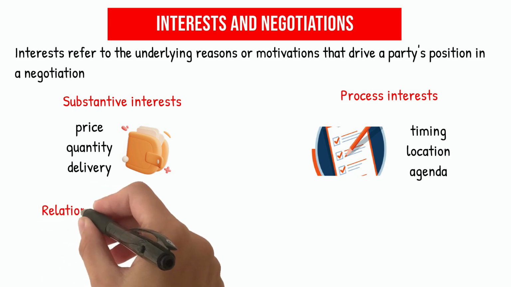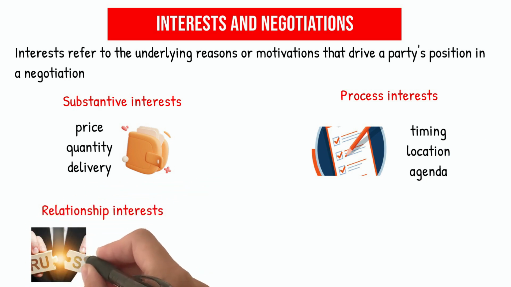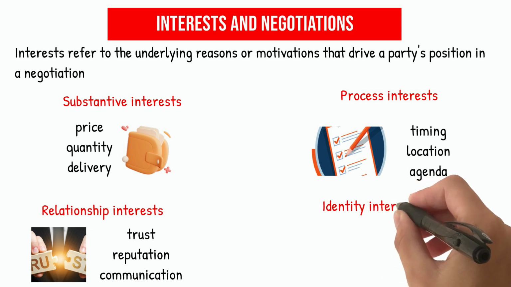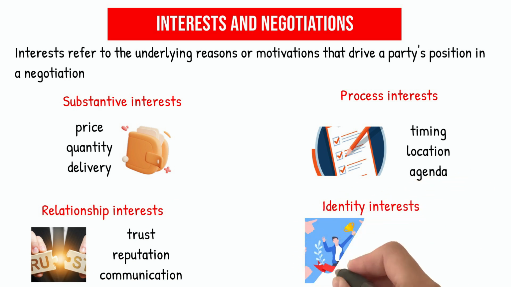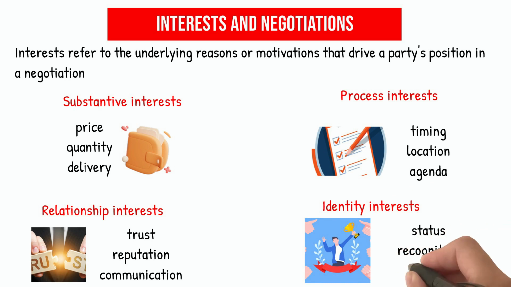Relationship interests. These concerns are about the future relationship between the parties, such as trust, reputation, and communication. Identity interests. These concern how the negotiation affects one's self-image or sense of worth, such as status, recognition, and respect. Understanding and addressing all 4 types of interests can help negotiators create more value and achieve better outcomes.